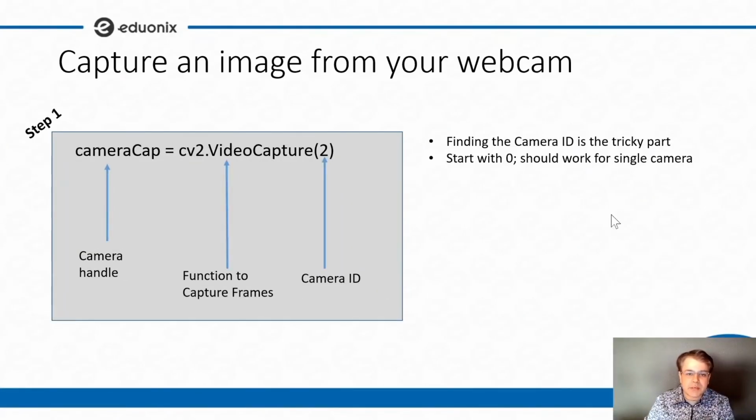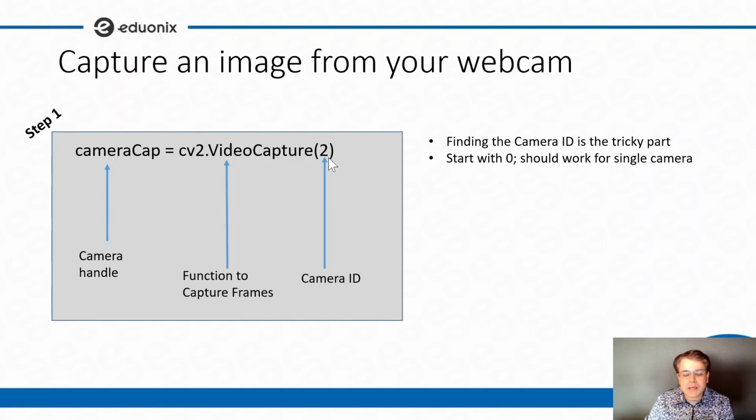First, we'll try and capture an image from the webcam. The function to do that is video capture. This is provided by OpenCV again. The format of this function is as shown here. We basically call the cv2.VideoCapture with an argument. The argument is the camera ID.